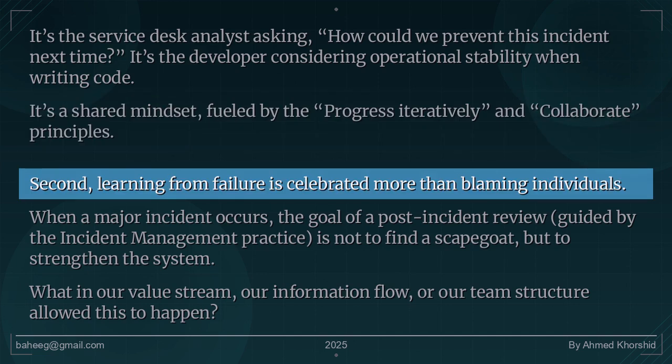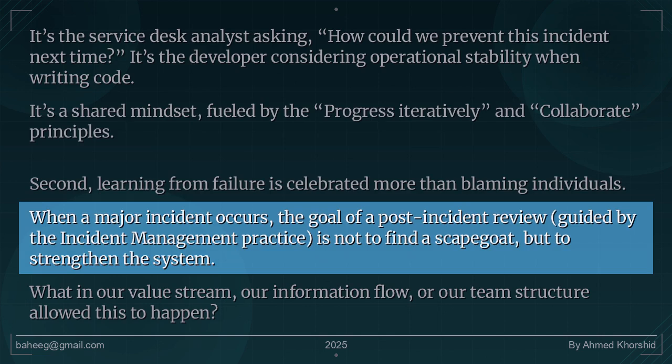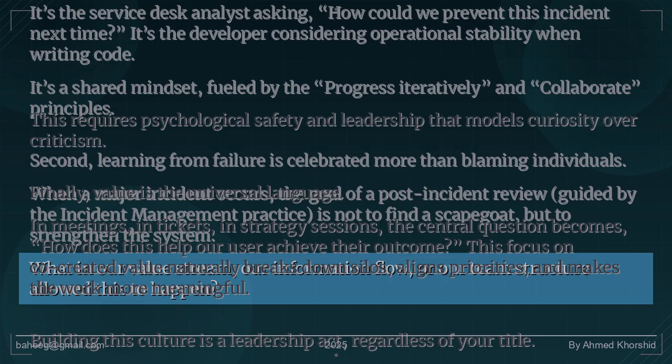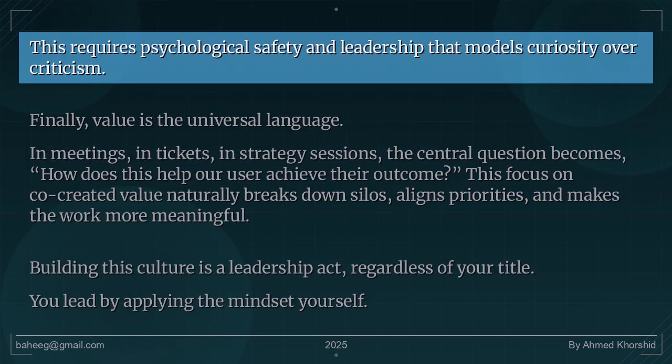Second, learning from failure is celebrated more than blaming individuals. When a major incident occurs, the goal of a post-incident review, guided by the incident management practice, is not to find a scapegoat, but to strengthen the system. What in our value stream, our information flow, or our team structure allowed this to happen? This requires psychological safety and leadership that models curiosity over criticism.